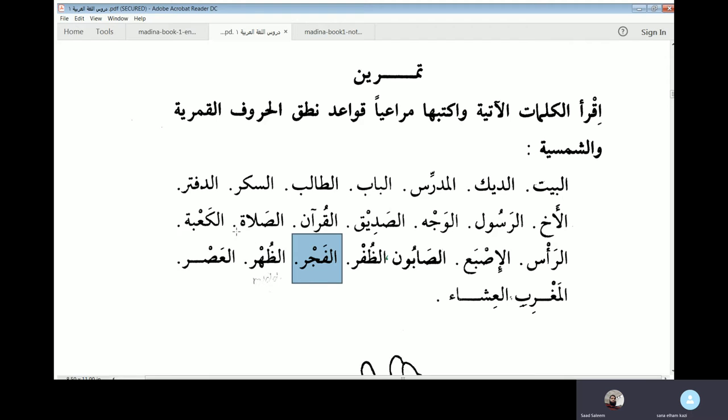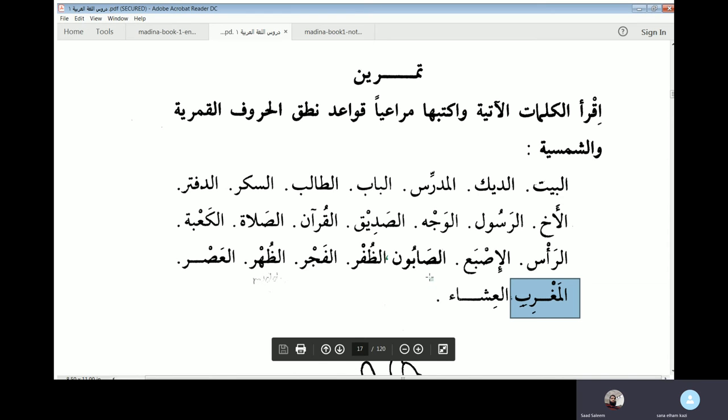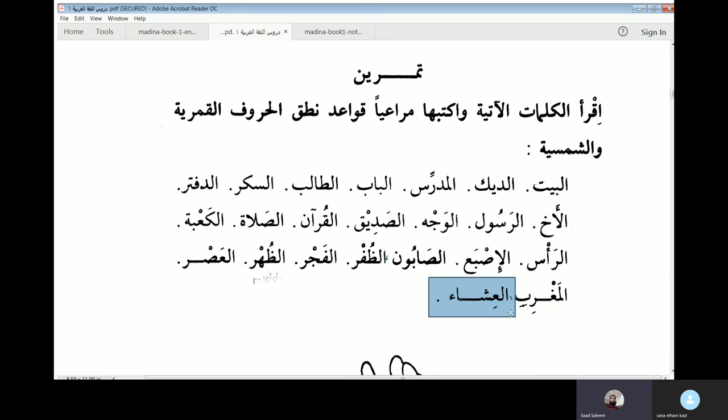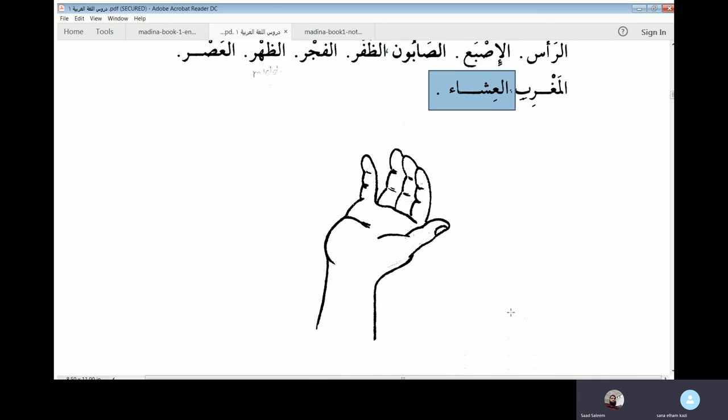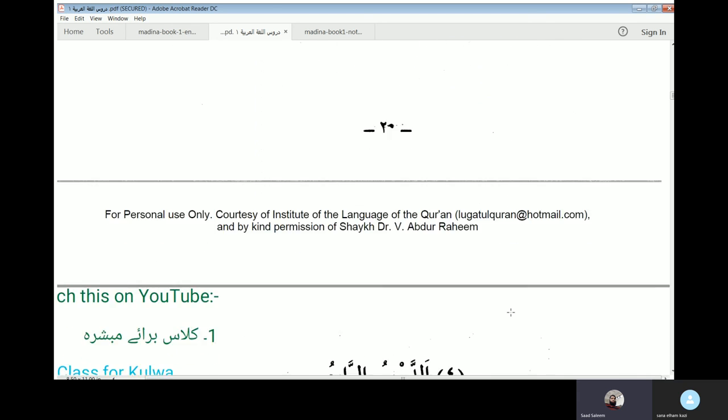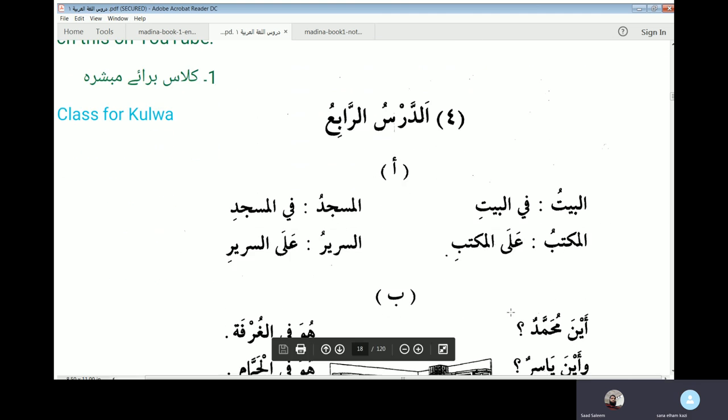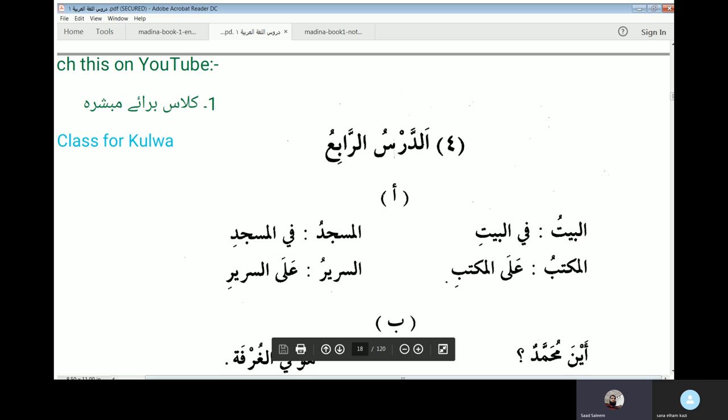Al-Fajr, morning. Az-Zuhru, afternoon. Al-Asr. Al-Maghrib, the evening. Al-Isha, night. Al-Maghrib basically means after sunset, you can call it Maghrib also. And Al-Isha, you can call it Al-Isha in English also. Then we have Al-Yadu, the hand. So here we completed the third lesson. Inshallah, next time we'll start Daroos-ul-Lughat-ul-Arabia 4th lesson. Okay.